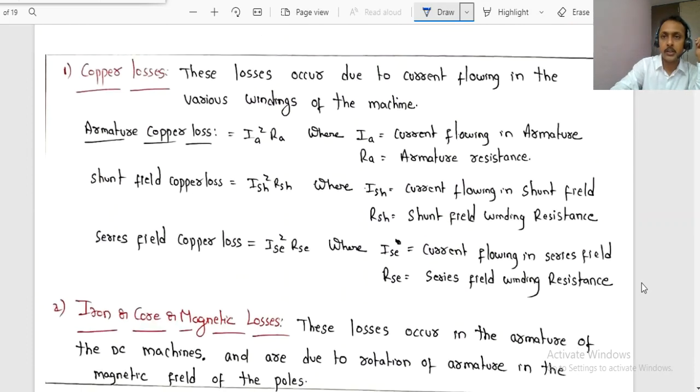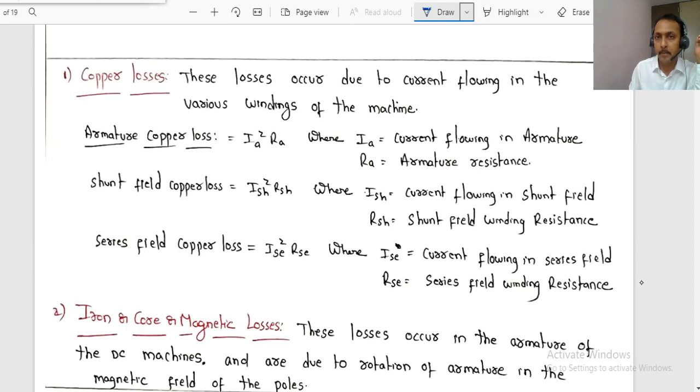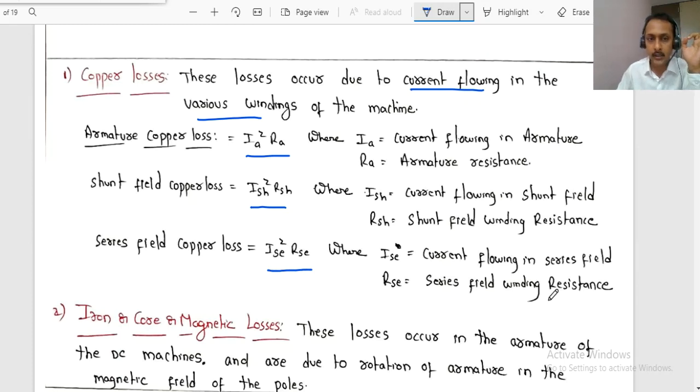This loss occurs mainly, as we have discussed earlier, due to the current flowing in various windings. In our DC machines, if you observe, we have armature winding, shunt field winding, and series field winding, right? Armature copper loss is Ia square Ra, shunt field copper loss is Ish square Rsh, and series field copper loss is Isc square Rsc.